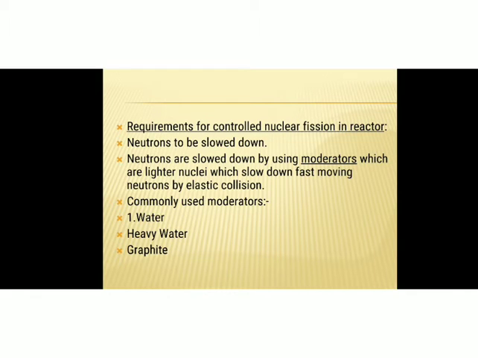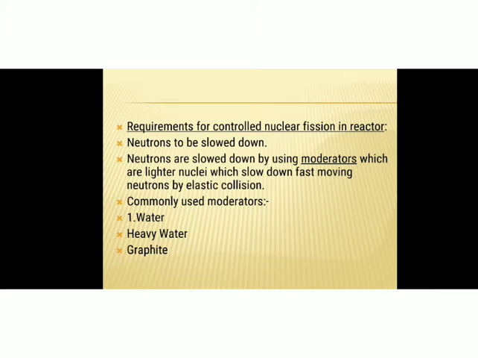Now, what are the requirements for controlled nuclear fission in a reactor? First, the neutrons need to be slowed down. Neutrons are slowed down by using moderators. Moderators are lighter nuclei which slow down fast-moving neutrons by elastic collision. Commonly used moderators are water, heavy water, graphite.